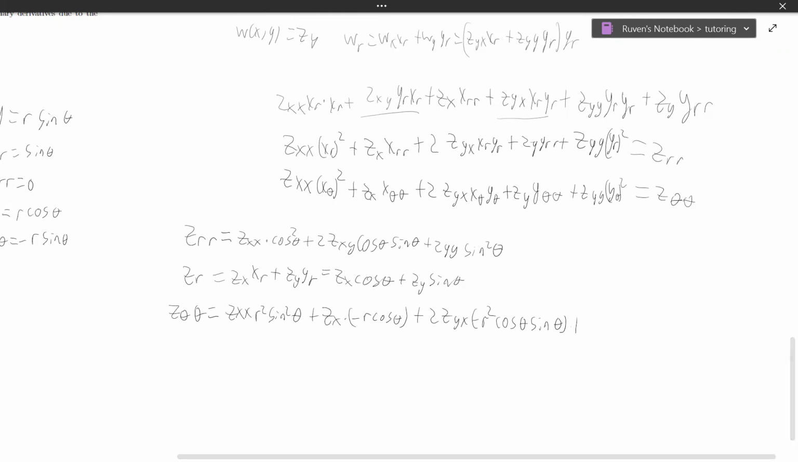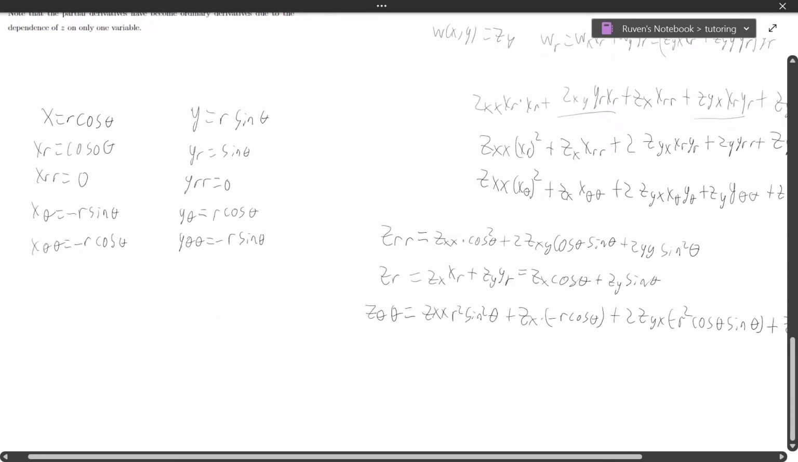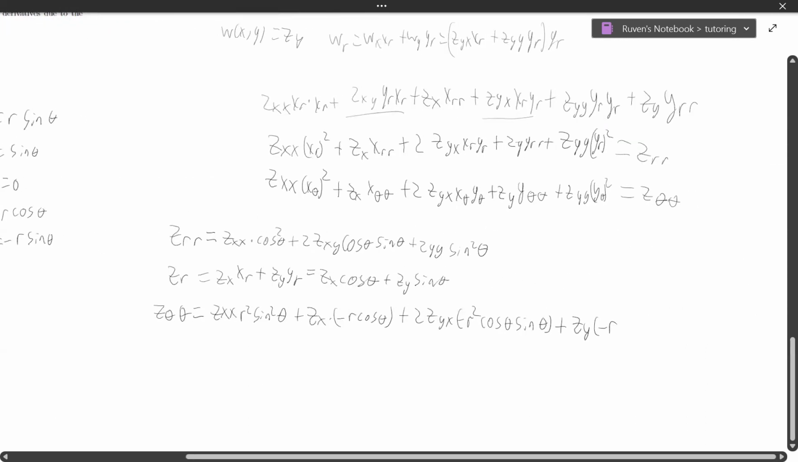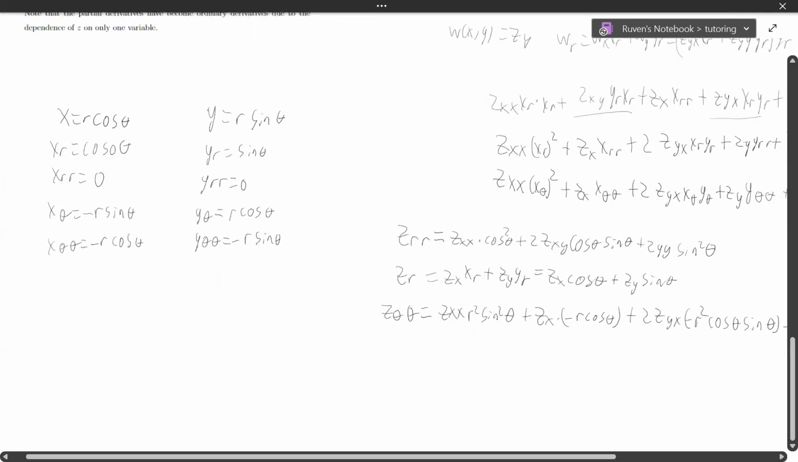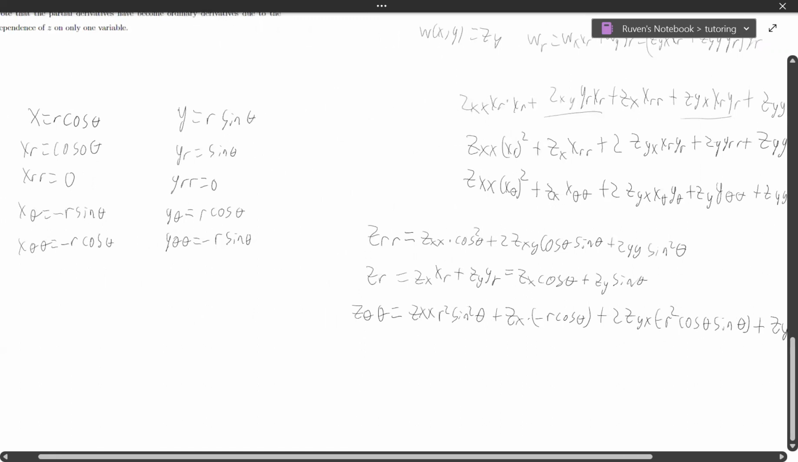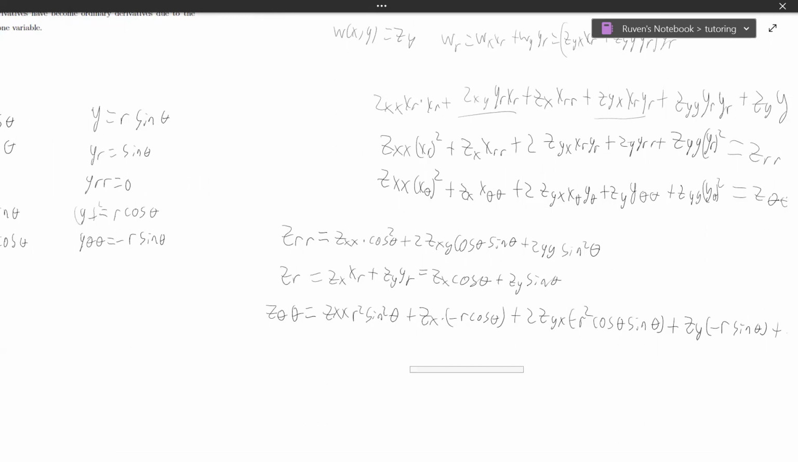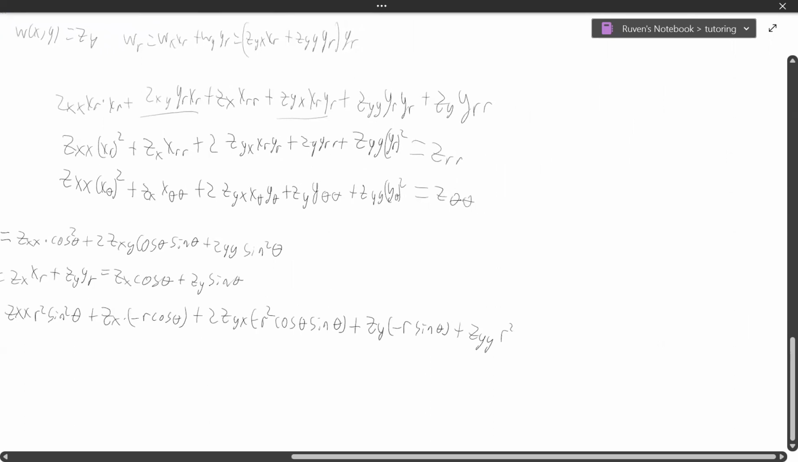Sorry, plus z_y y theta theta. Y theta theta is negative r sine theta, plus z_yy y theta squared, which is just going to be r sine squared theta. Y theta squared is r cos squared theta, because that's y theta theta, but we want y theta squared. That's why what I said before was wrong. So it's going to be r squared sine squared theta. Bam.